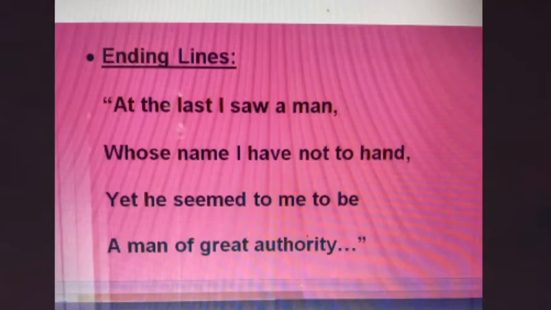Now let's see how the poem ends. At the last, I saw a man whose name I have not to hand, yet he seemed to me to be a man of great authority. The poem ends with the lines: At the last, I saw a man whose name I have not to hand, yet he seemed to me to be a man of great authority.